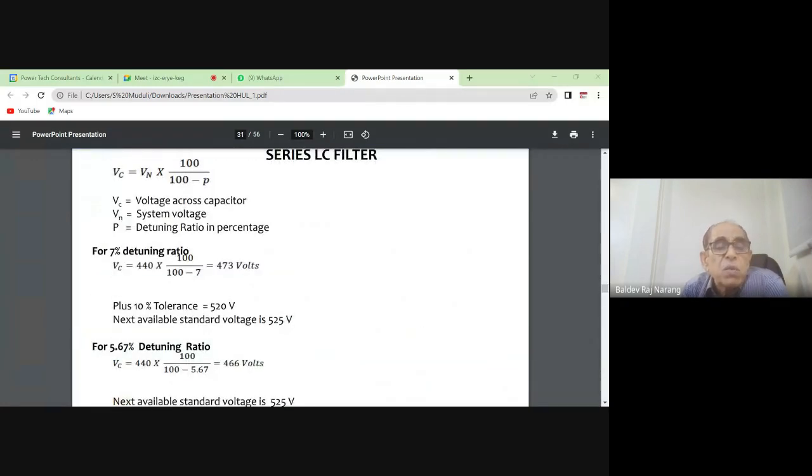So this is how we have seen, like 7% reactor will increase the voltage. We already had seen the formula. So the capacitor will experience 7% higher voltage. Then we have to take care of the 10% tolerance level. So if we add that, we come to 520. So at least a 525 volt capacitor should be used. Otherwise, the capacitor will fail.